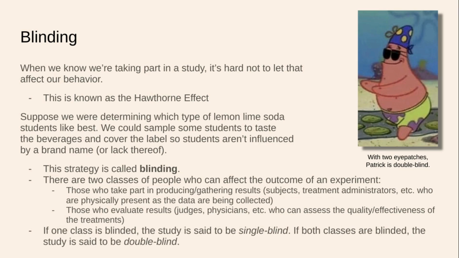If one class is blinded, the study is said to be single blind. If both classes are blinded, the study is said to be double blind. All right, so if we were to just blind one of these classes, folks with boots on the ground taking part in the study itself, or just blind the evaluators of results, that would be single blind. But if we were to do both, which is ideal, that would be double blind, like our friend Patrick the Pirate.